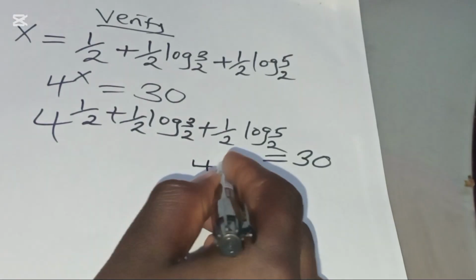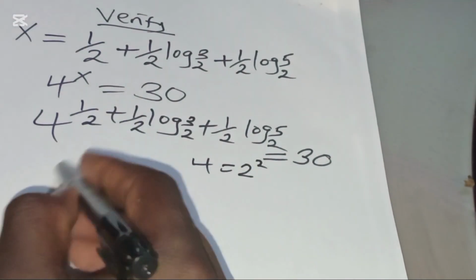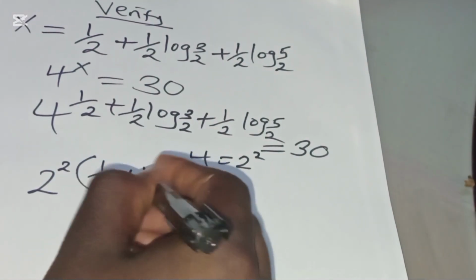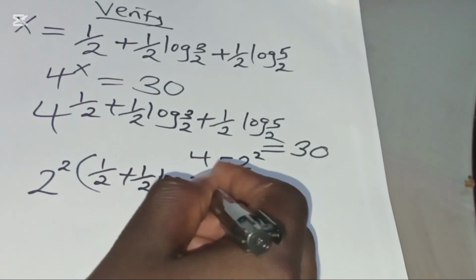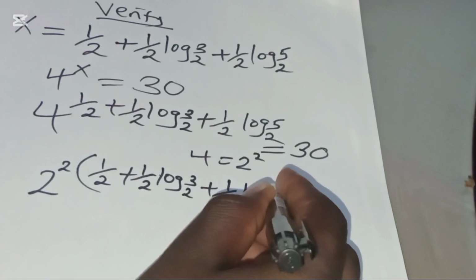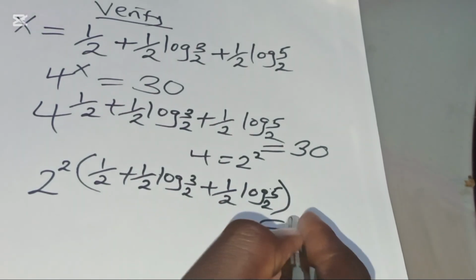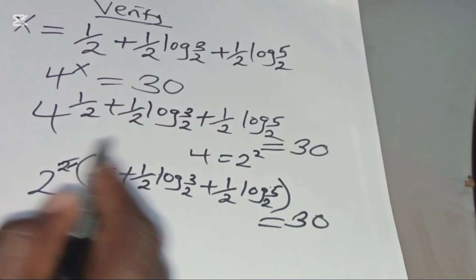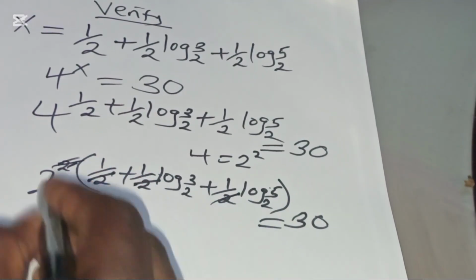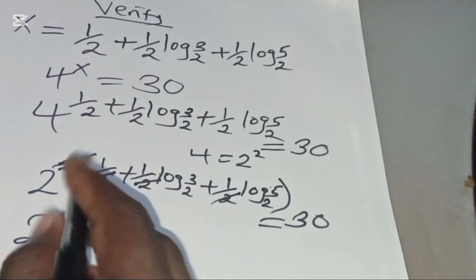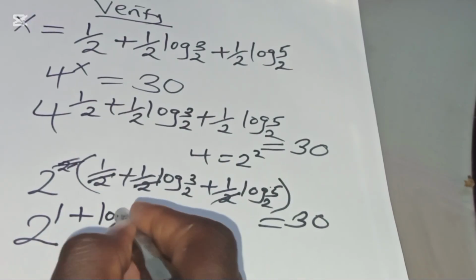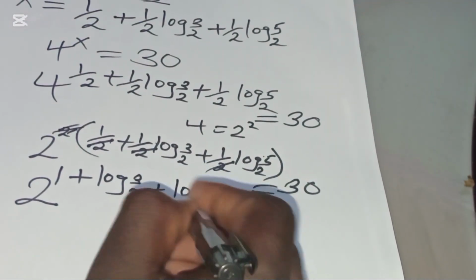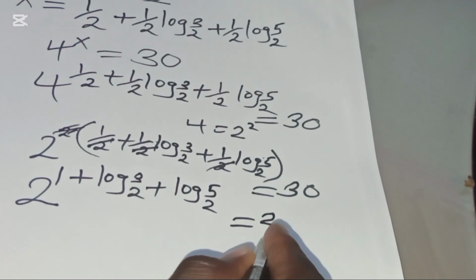Now we can express 4 as 2 to power 2, so that we'll have 2 to power 2 multiplied by a half plus a half log 3 to base 2 plus a half log 5 to base 2, equal to 30. So we simplify here. The 2 and the half simplify, so that we'll have 2 raised to power 1 plus log 3 to base 2 plus log 5 to base 2. This should give us a value of 30.